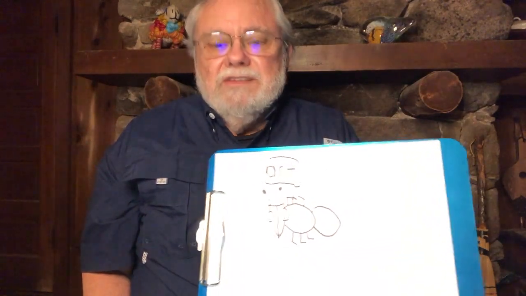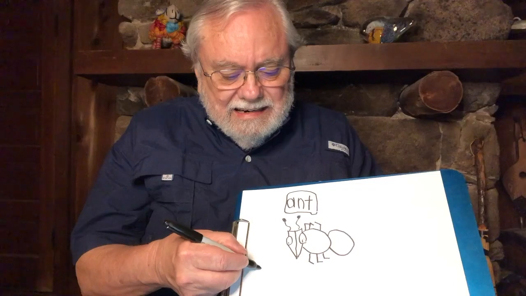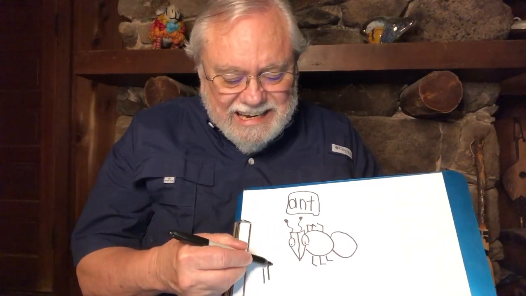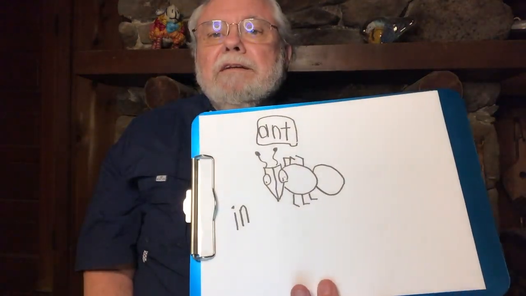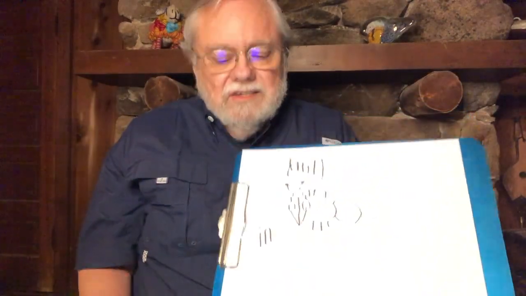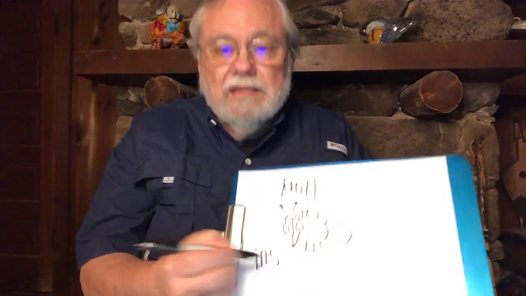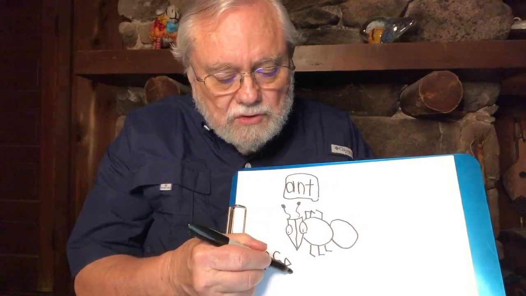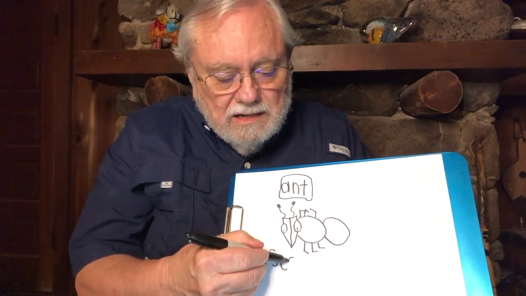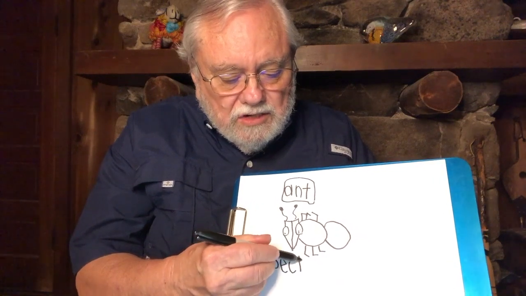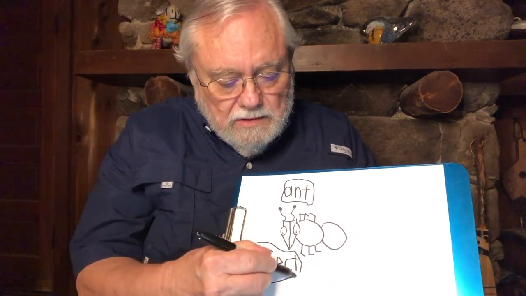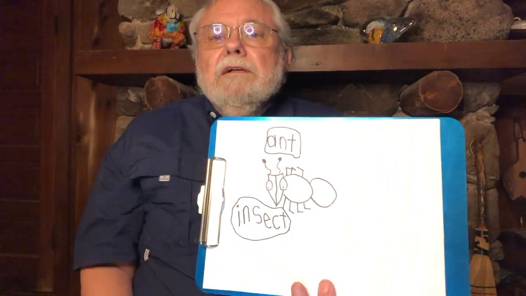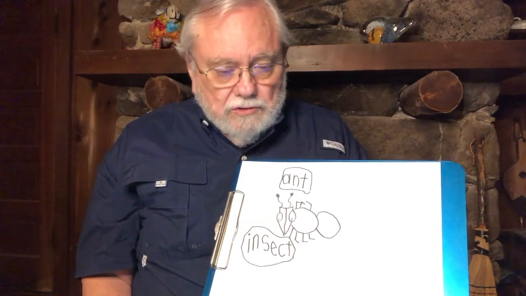What's the first sound in insect? I. I for itching. What's the next sound? N. In. And that's a word. In. What's the next sound in insect? S. S for surfing. What's the next sound? E. E for exercise. The next sound? K. C for catching. And T for tickling. So there's an insect.